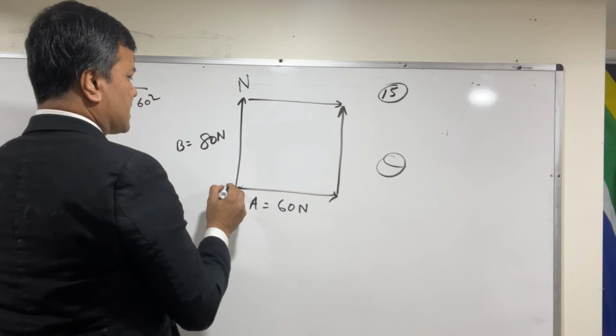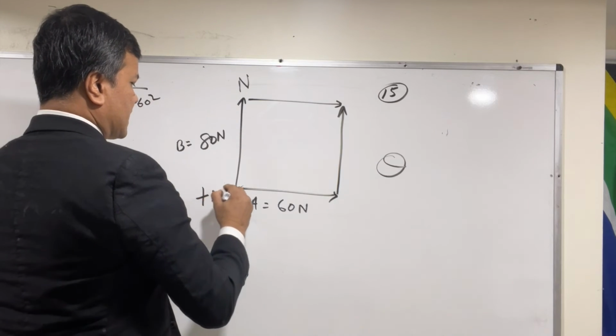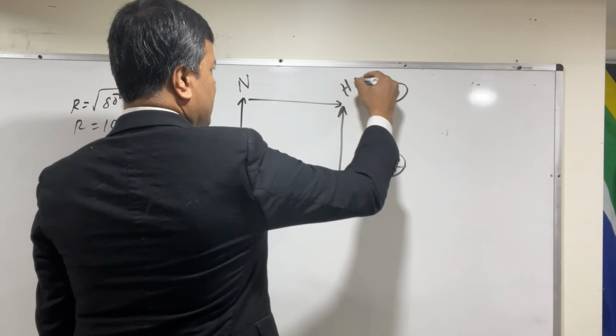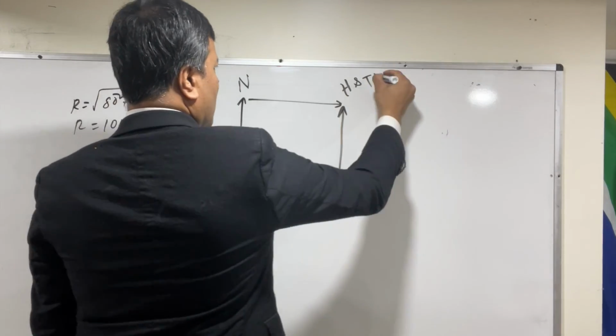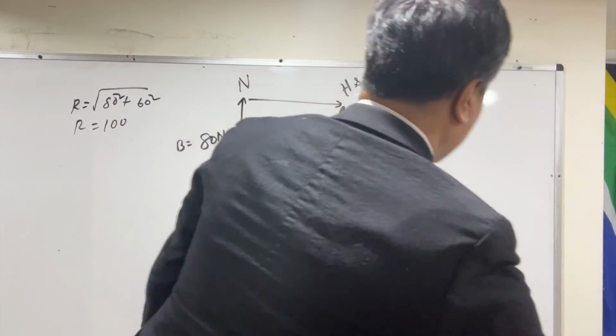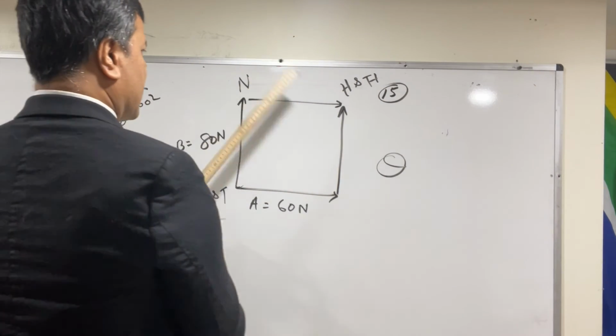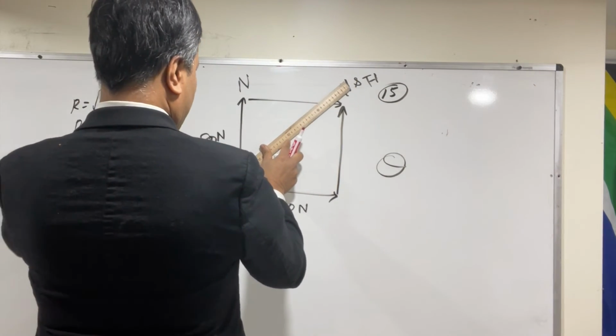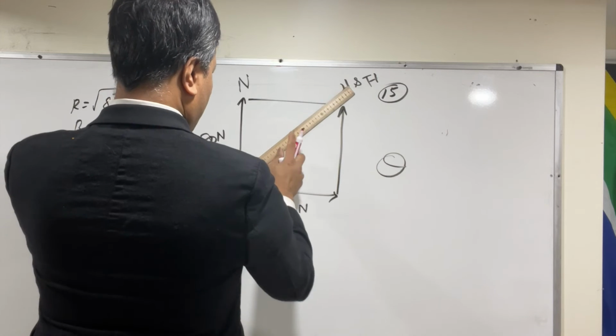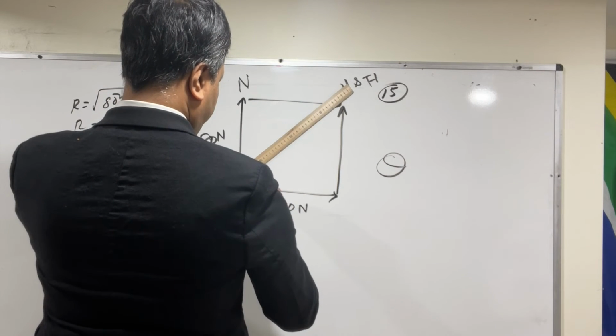So this is tail and tail, tail and tail, head and head. So the resultant is going to start from tail to tail and end at head and head. That's how you're going to draw the resultant. All right, so this is how you can draw the resultant.